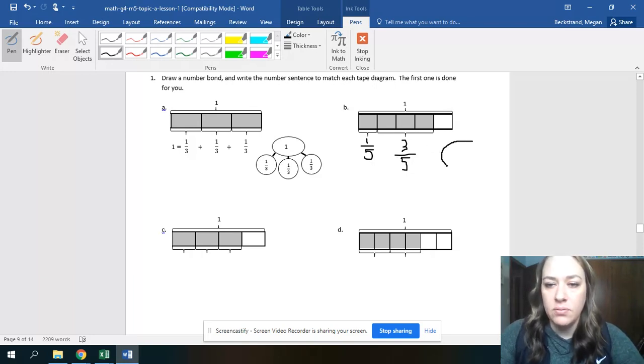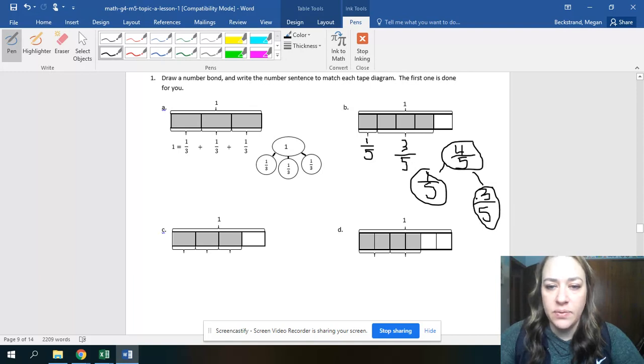So my whole in my number bond will be 4 fifths. And they showed that as 1/5 and 3/5. Remember, I'm writing with a mouse, so don't be laughing at my numbers. They're still readable. Okay, so here's our number bond. If we want to write that as an addition sentence, we would say 4/5 is equal to 1/5 plus 3/5.